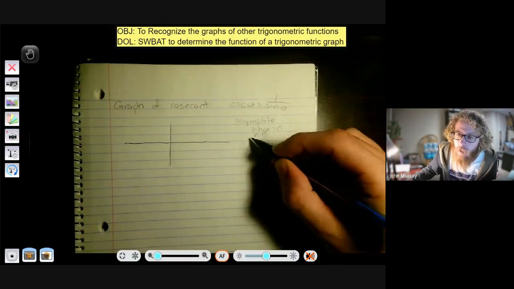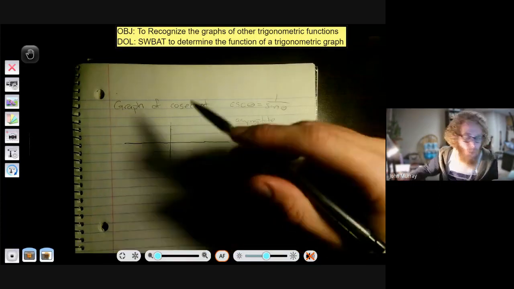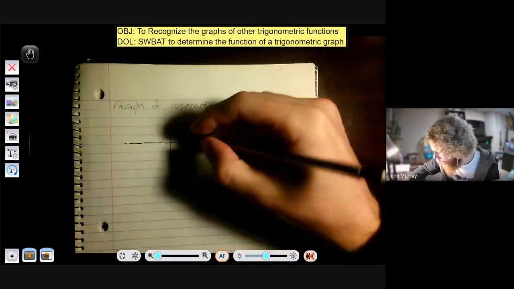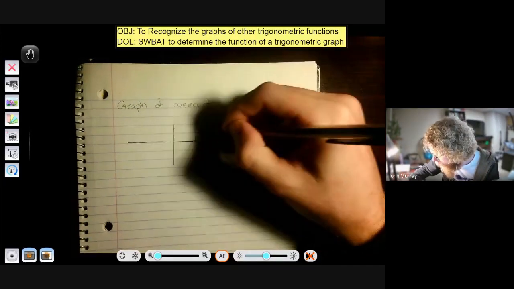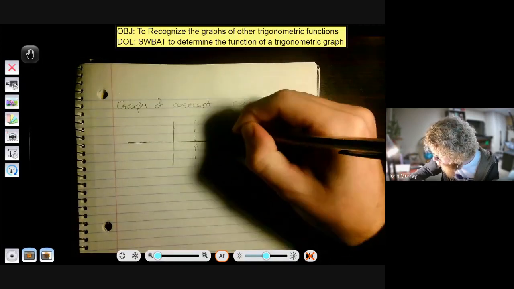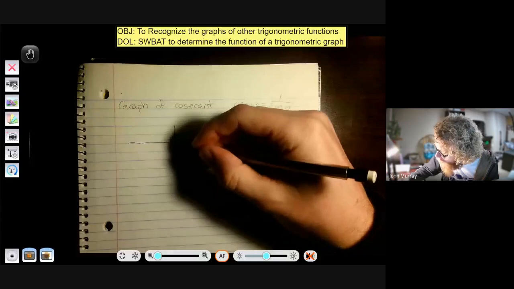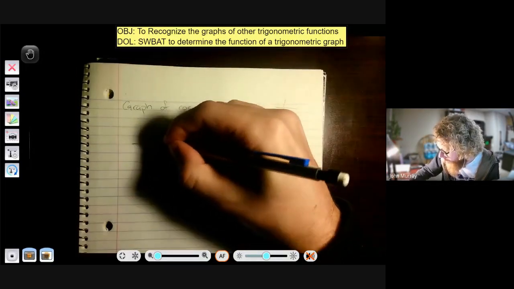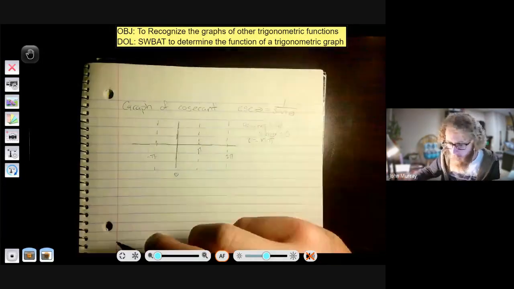Right, so like our cotangent function, we're going to have asymptotes at our whole numbers, right? Or not our whole numbers, our whole pi's, right? So at pi, at 2 pi, at 0, at negative pi, and we continue like that.